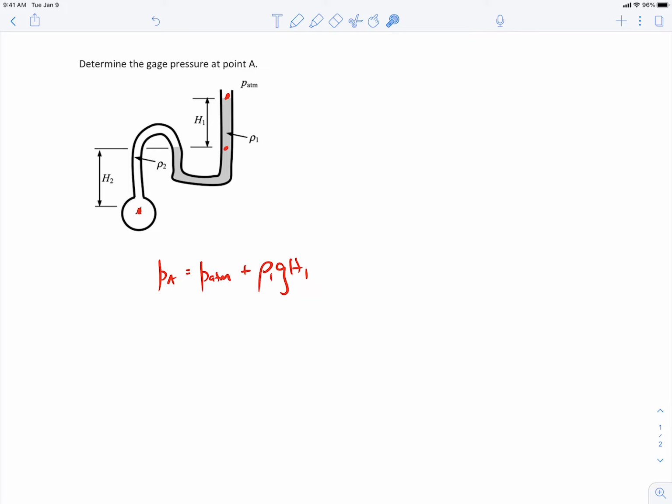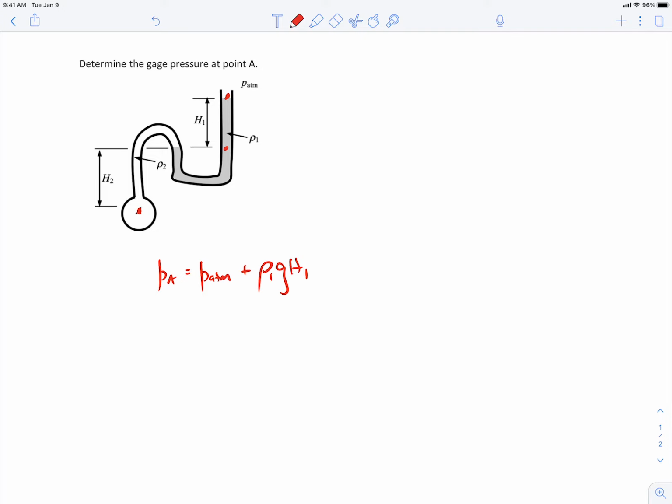Now it's a positive value here, a plus value, because we're adding in some weight of the fluid so that the pressure increases. You can see it started at atmospheric pressure. Now it's increased when we get down here because we have to support the weight of that fluid sitting above it. ρ1 because we're moving in that particular fluid, and h1 because we've moved vertically a distance h1.